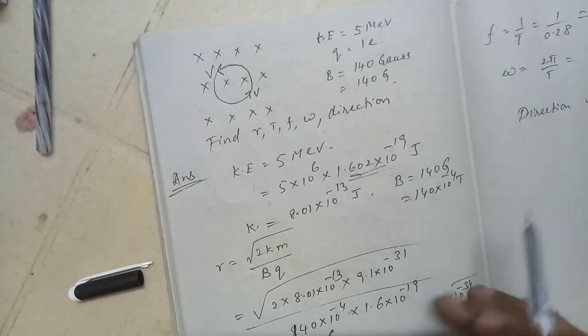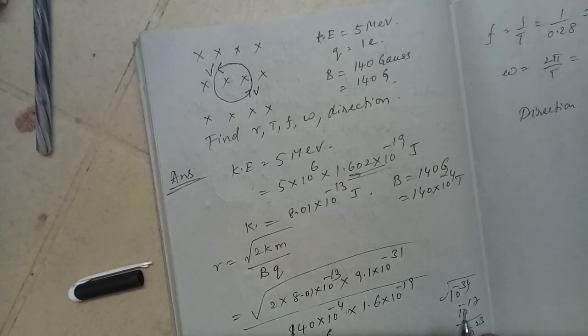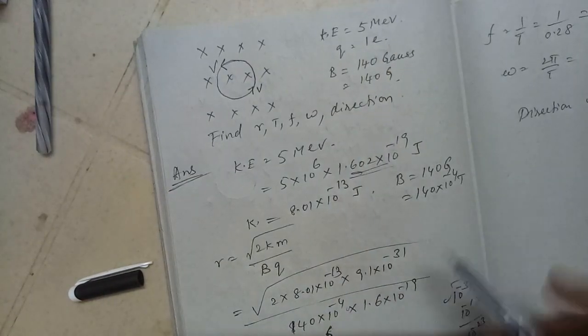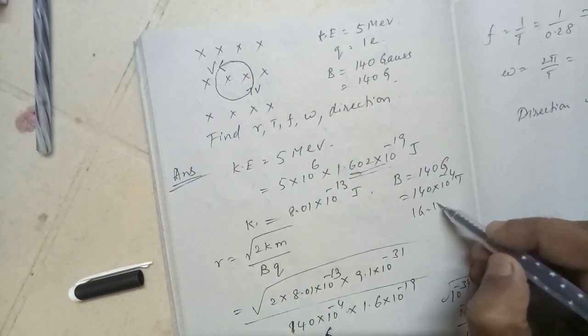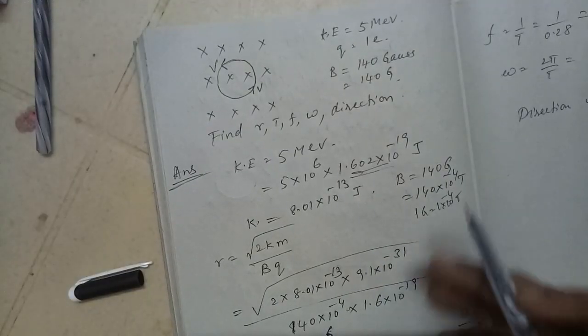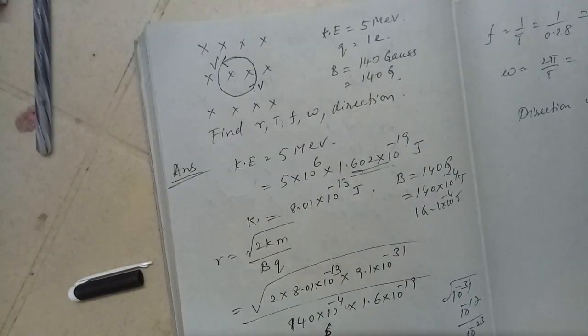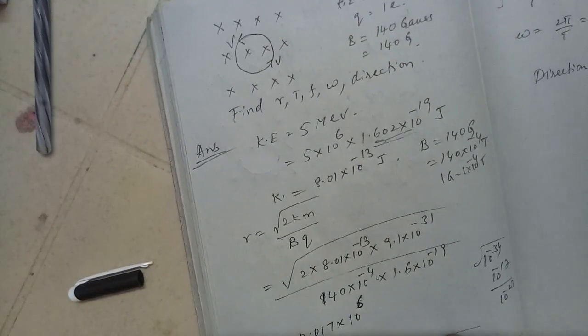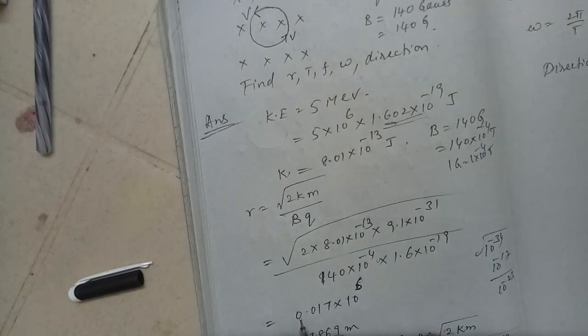Now the magnitude of B is given as 140 Gauss. So 1 Gauss is basically 1 into 10 power minus 4 Tesla. So we'll convert into that. Tesla is the SI unit, and let's find the radius.